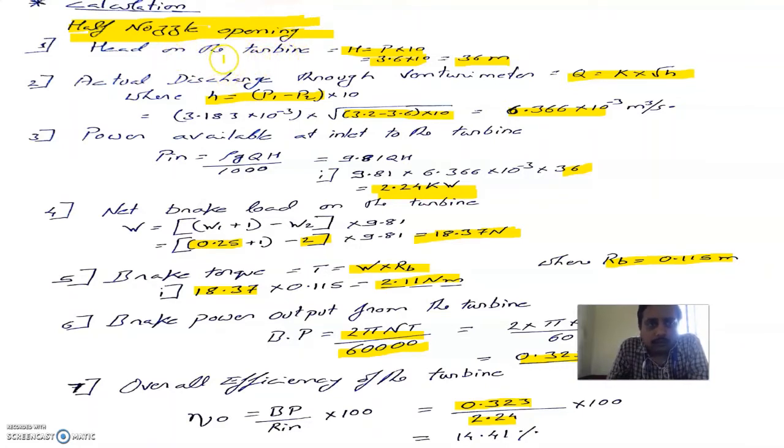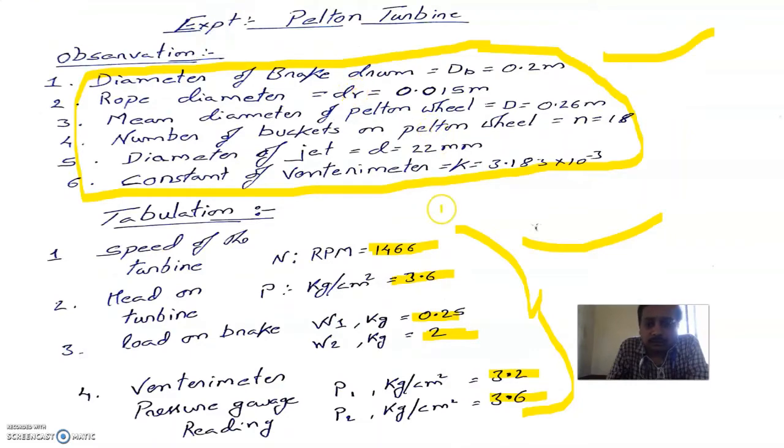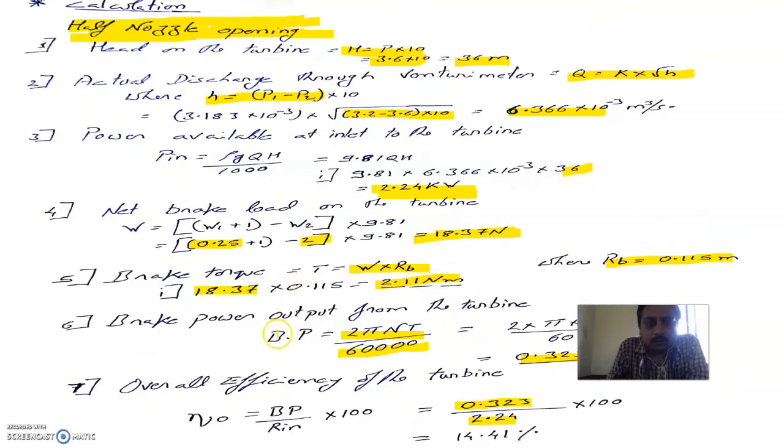So now what we have done, we have taken the head on the turbine, that is H equals P into 10. Where P is 3.6, that we have observed earlier itself, you can see that P is 3.6, this part.